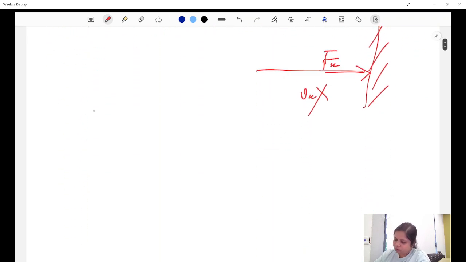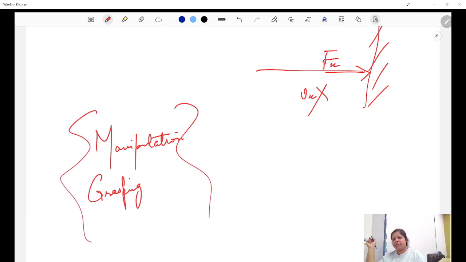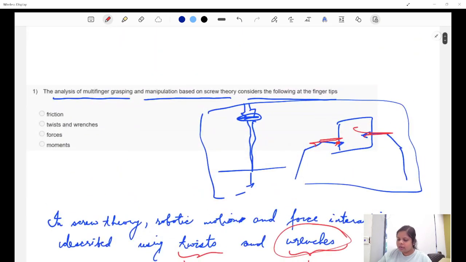So we have to deal with two very important things. One is manipulation and another is grasping. If we want to do both of these things simultaneously, screw theory is a good blend of both. So there are other options also. Friction is an important thing in grasping, but it is not the main focus of screw theory analysis, right? It is handled in contact models like Coulomb friction, not screw theory.